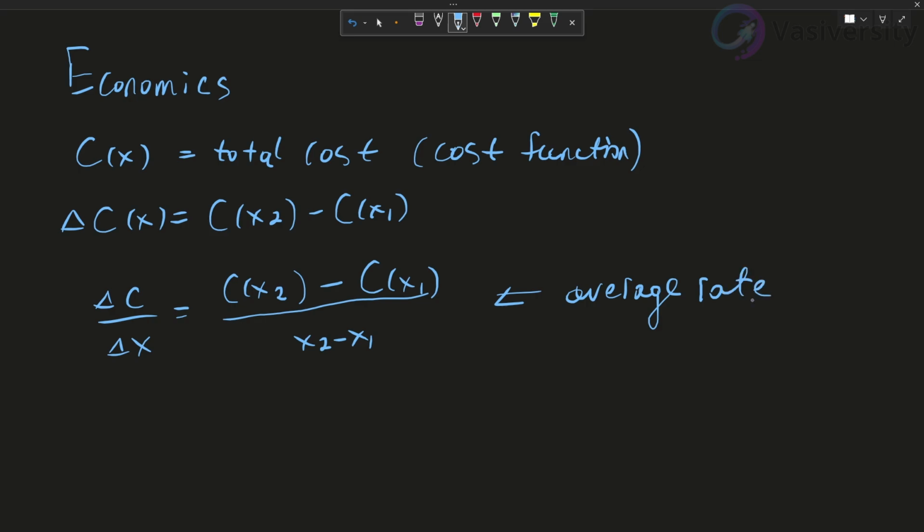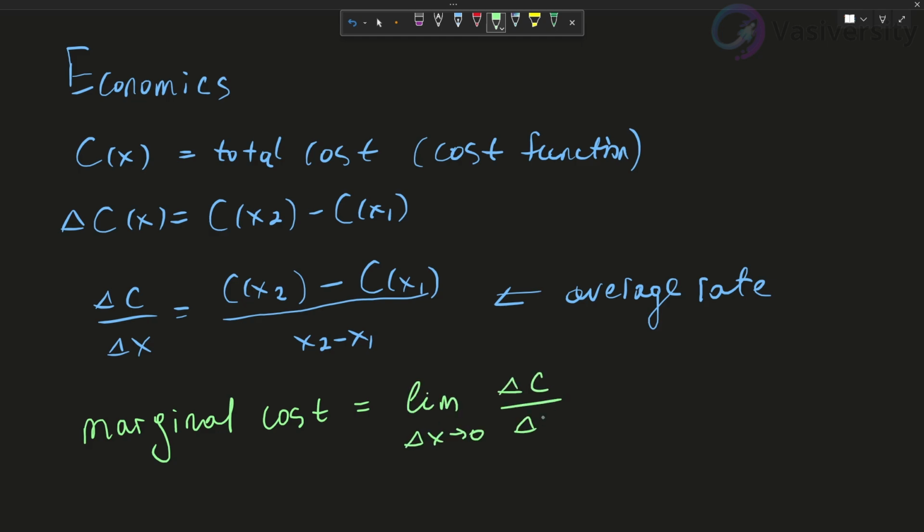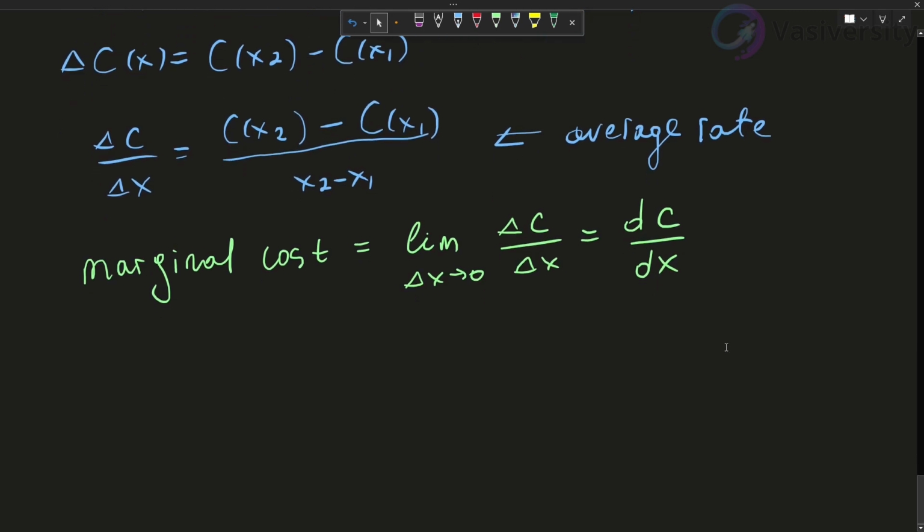So if we decide to take a limit as delta x approaches 0, that is going to be the instantaneous rate of change of cost with respect to the number of items produced, x. But we actually call it the marginal cost. So marginal cost is going to be the limit as delta x approaches 0 of delta c over delta x, which is the derivative of the cost function. That's something you learn in business calculus.